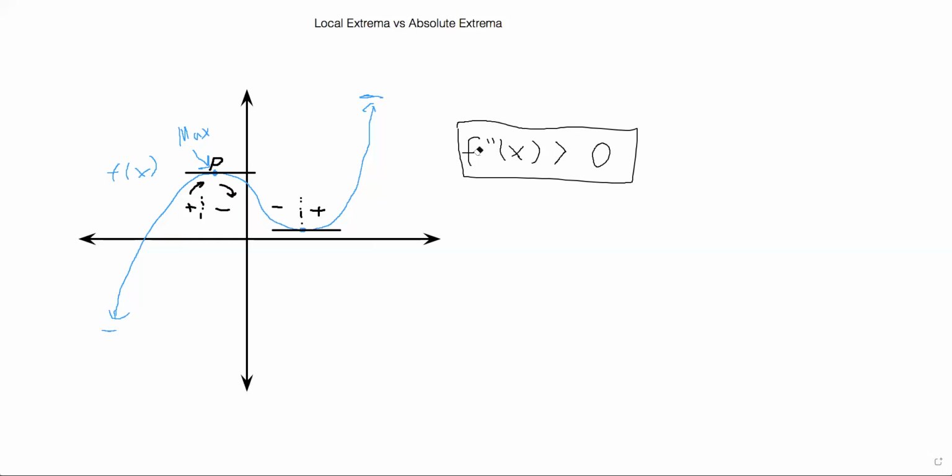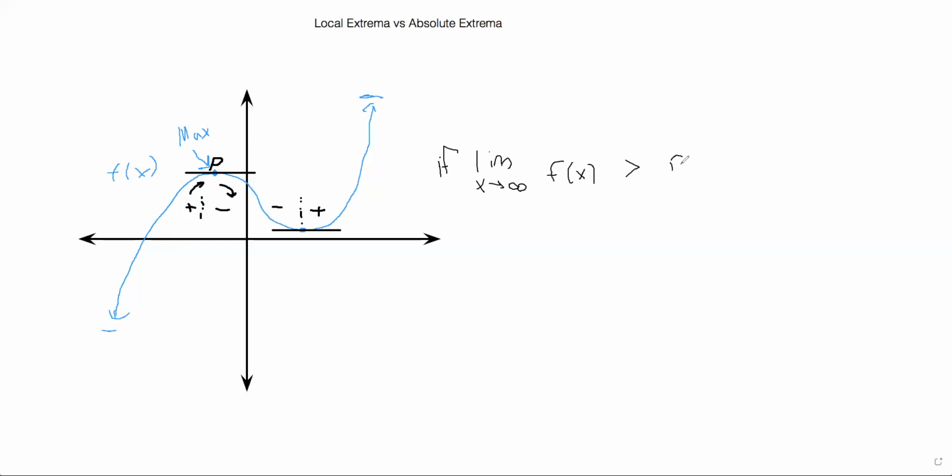But that's not the only way you can do it. I feel like it's the best way, but another way we could possibly do that would be to take a limit and analyze the end behavior. So we have point P. P has a clear x coordinate and a clear y coordinate. So if we take the limit as x approaches infinity of our particular function, and we get a value that's greater than the y value of P, then we know that this really isn't a global maximum, because we're going to have a point outward that exceeds the y value of point P.